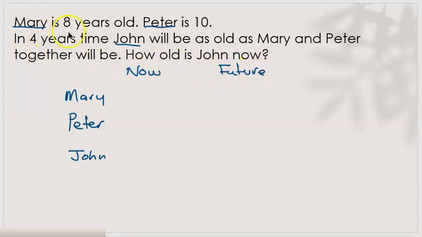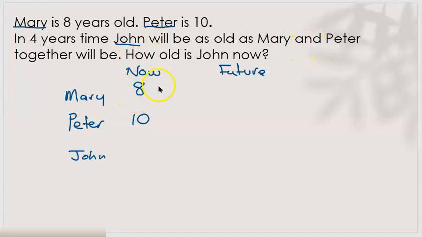All right. Mary is 8 years old, so we can put that down that Mary right now is 8. Peter is 10. Here is Peter, and Peter is 10. In 4 years' time, John will be as old as Mary and Peter together will be.